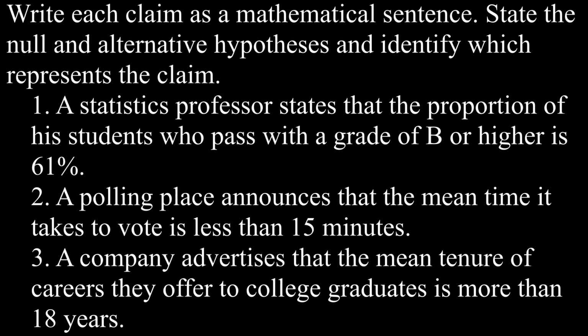So what we want to do for this example is write each claim as a mathematical sentence where we state the null and alternative hypotheses using proper notation and identify which is our claim. For our first case, a stats professor states the proportion of his students who pass with a grade of B or higher is 61%. A polling place announces that the mean time it takes to vote is less than 15 minutes in the second case, and in the third, a company advertises that the mean tenure of careers they offer to college students is more than 18 years.